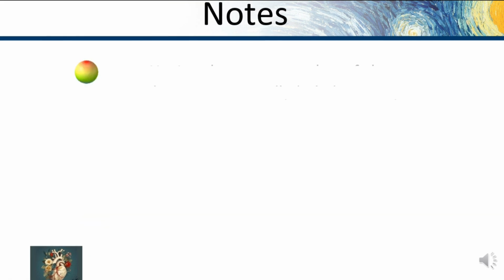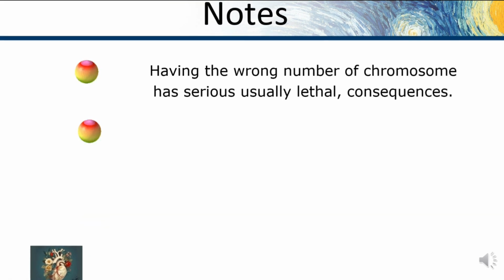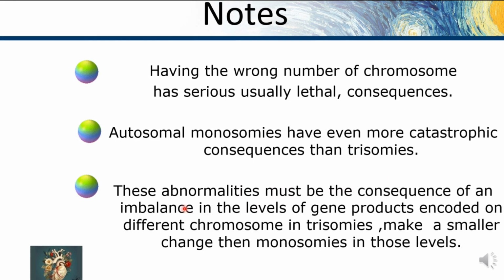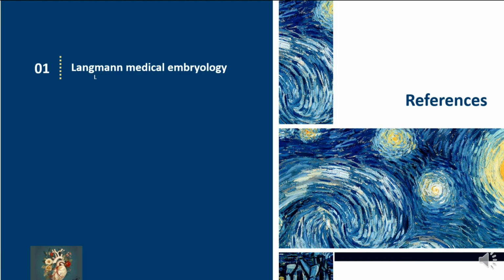So the end notes: having the wrong number of chromosomes has serious, usually lethal consequences. Autosomal monosomies have even more catastrophic consequences than trisomies, and the abnormalities must be consequences of an imbalance in the level of gene products encoded on different chromosomes. Trisomies make a smaller change than monosomy in those levels. And here I complete my today's class.